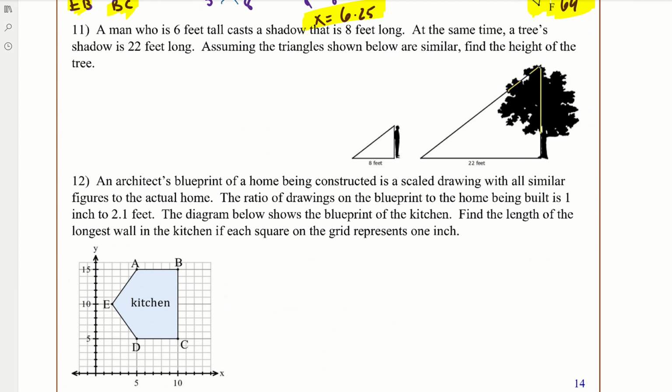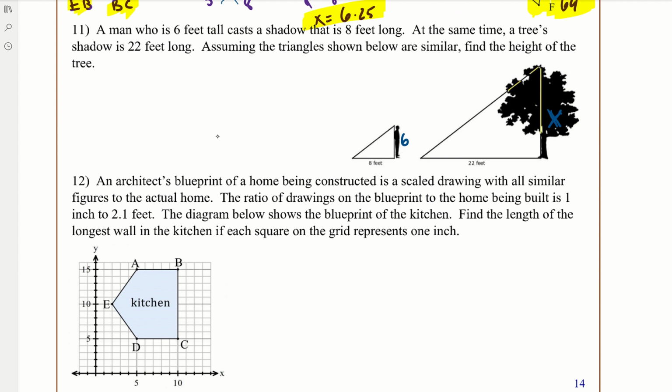A man who is 6 feet tall casts a shadow. So here's my 6 foot tall man. They didn't tell me how tall he is on the figure. Maybe I'll just put that there. He's 6 feet tall. He casts a shadow that is 8 feet long. At the same time, a tree's shadow is 22 feet long. Assuming the triangles are similar, find the height of the tree.